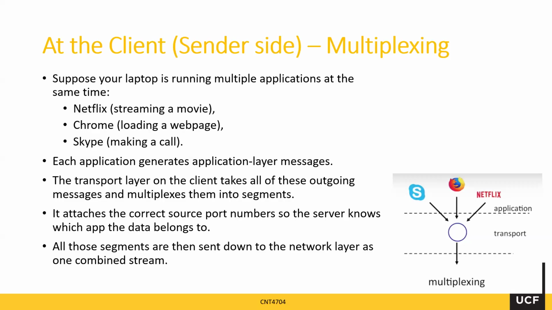Each application will generate its own application layer message. What the transport layer does on the client is take all these outgoing messages and multiplex them, or condense them, into segments. Then it attaches the correct source port number, so the server knows which app the data belongs to, and all those segments are sent down to the network layer as one combined stream.